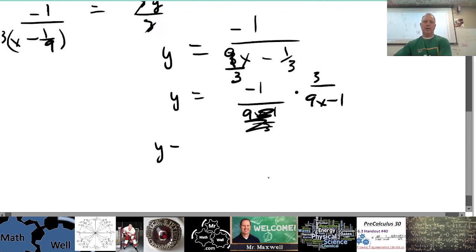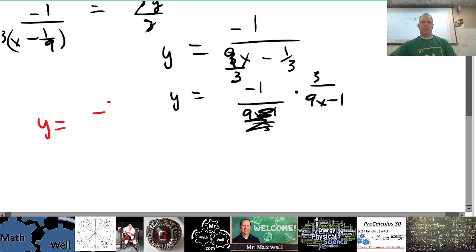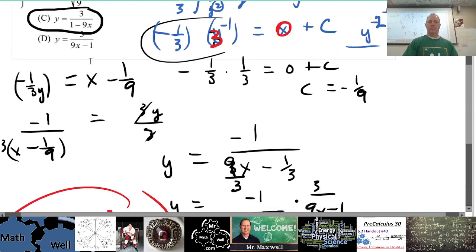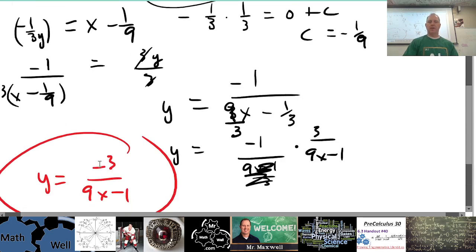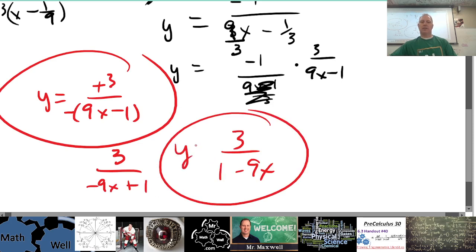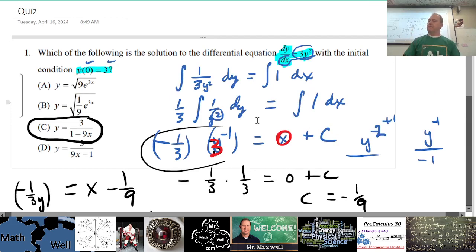Because what we got, again, this didn't copy, but initially y equals negative 3 over 9x minus 1. And if that's what you get and don't see it up there, then you have to consider, D is pretty close, but it hasn't got a negative. So if you brought that negative, instead of being up there, down here, then that would be positive 3 over negative 9x plus 1, which is the same as 1 minus 9x. And that's what you see up there. Okay? Good?